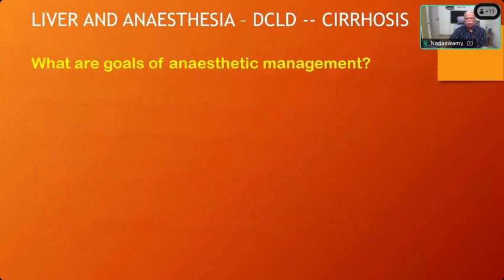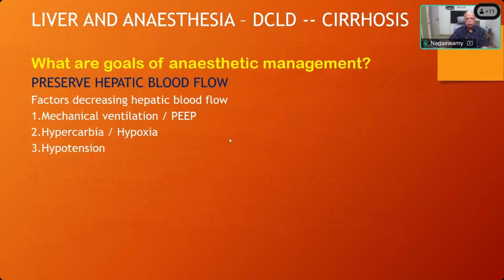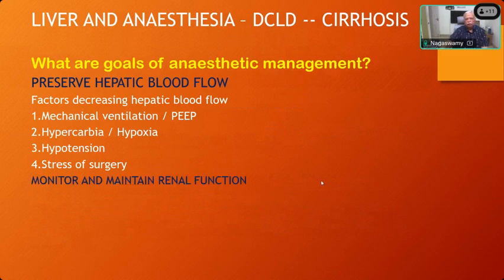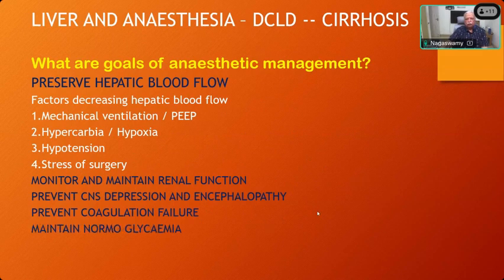What are the goals of anesthetic management for patients with chronic liver disease? Preserve hepatic blood flow. That is the primary goal. Factors which decrease hepatic flow include our anesthetic technique, mechanical ventilation, hypercarbia, hypoxia, hypotension, and stress of surgery. Monitor and maintain renal function. This is the second goal. And prevent CNS depression and encephalopathy. This is the third goal. And fourth goal, prevent coagulation failure. And fifth is maintain normoglycemia. Sixth is preserve electrolyte balance.